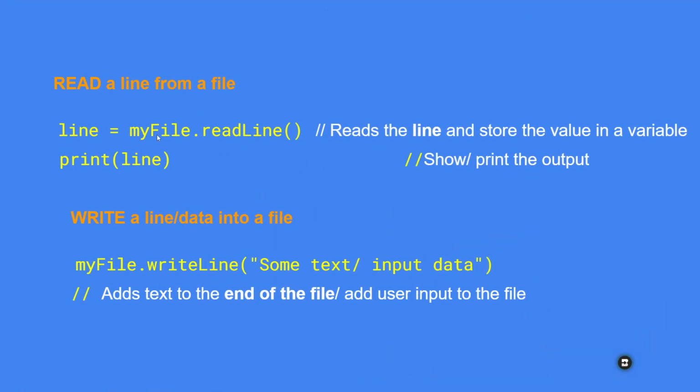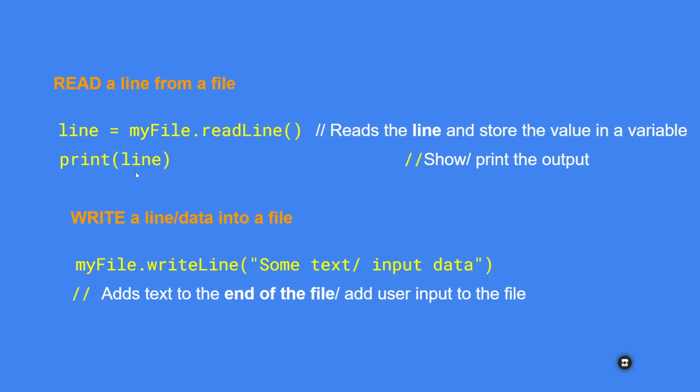And again, if you want to print later on, it is better to store the value in a variable. So just simply print line. That is, read the line, store the value in a variable, and show the output, which means you're just printing those.